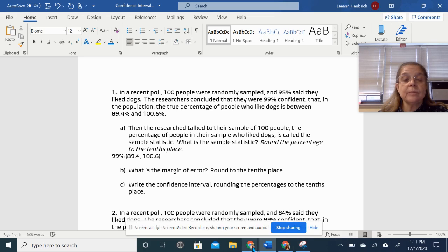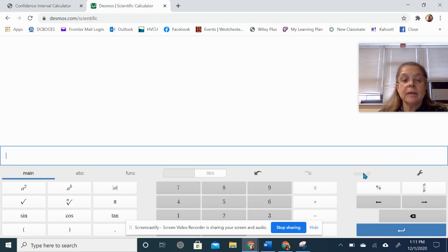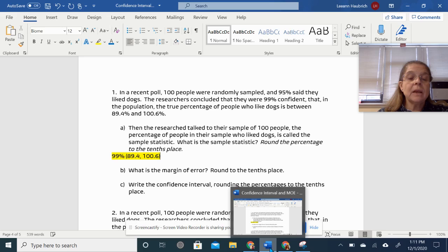So I'm going to go to the Desmos calculator again, clear all that's out here, and let me just go back and see what the numbers were. 89, I want to change the coloring of this so I could see it. 89.4, 100.6.